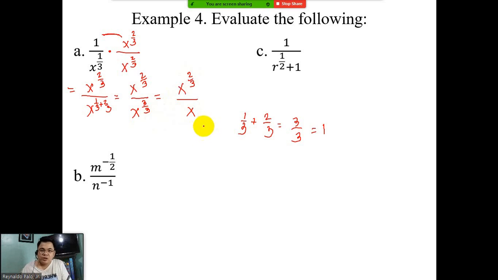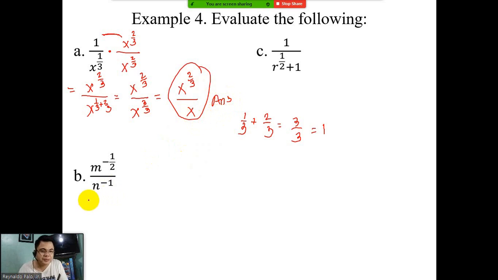According to the tips a while ago, if the denominator has rational or fractional exponents, we need to remove them. That's why this will be our final answer, x raised to the power of 2/3 over x.